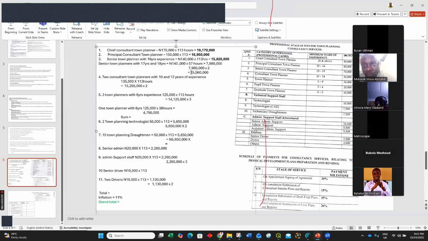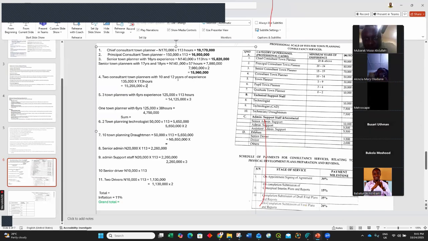Then number 4, 2 consultant town planners. Please calculate their range. Their hourly rates, with 10 and 12 years of experience. They are within the same range, so we will determine what the highest range is, 135. So 135 times 113 hours. How much is it for each of them? For one of them, then we'll calculate for the 2 of them. 135 times 113.